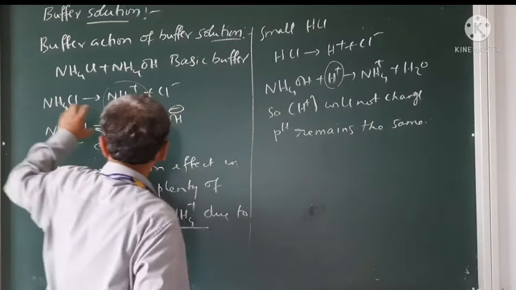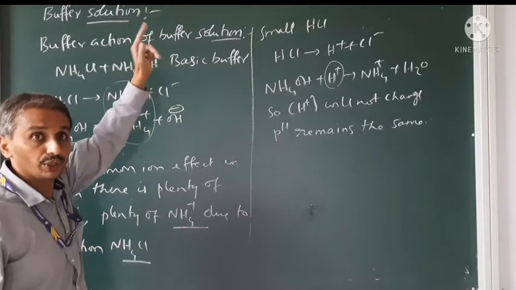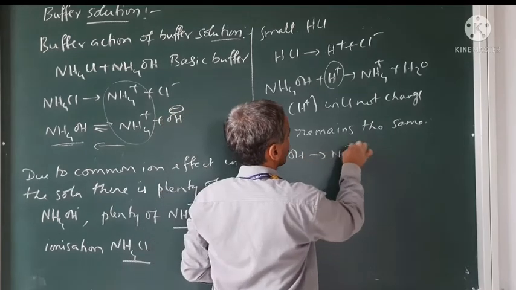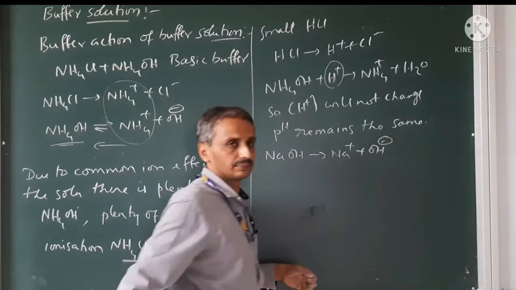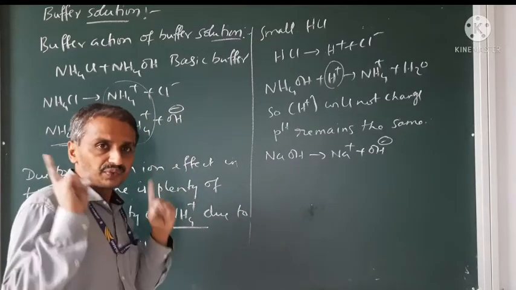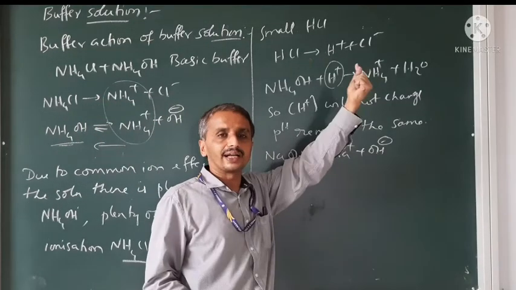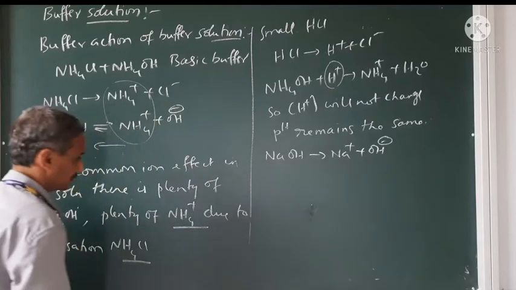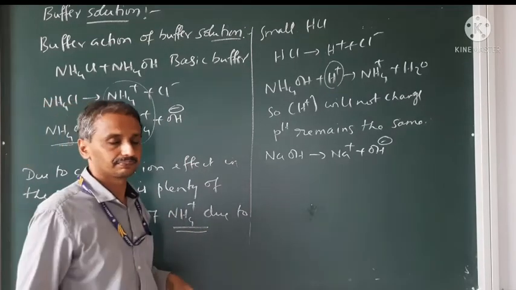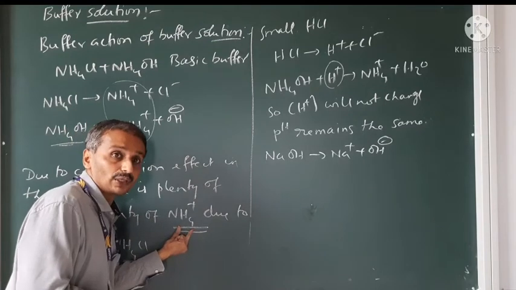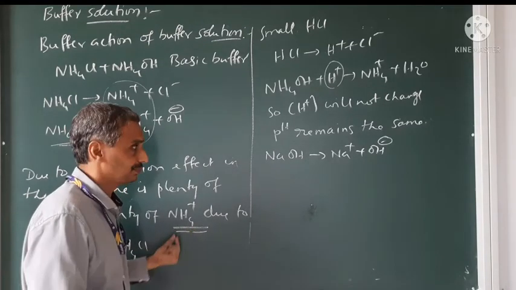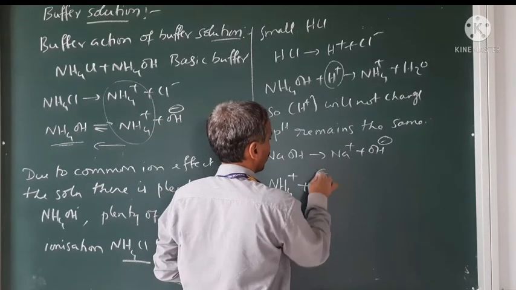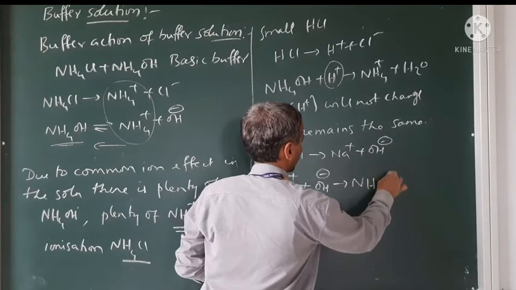Now, instead of this, take the buffer mixture again, not the same mixture, and add sodium hydroxide. Sodium hydroxide gives Na plus and OH minus. Now, if nothing happens, OH minus increases and the pH should increase. If nothing happens, I said. But see, plenty of ammonium chloride is there, so there is plenty of ammonium ion, which is acidic. This ammonium ion reacts with the OH minus to give ammonium hydroxide.